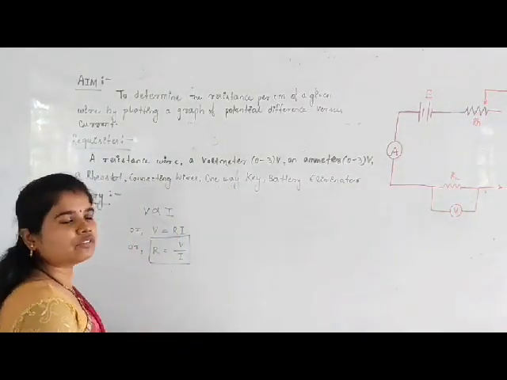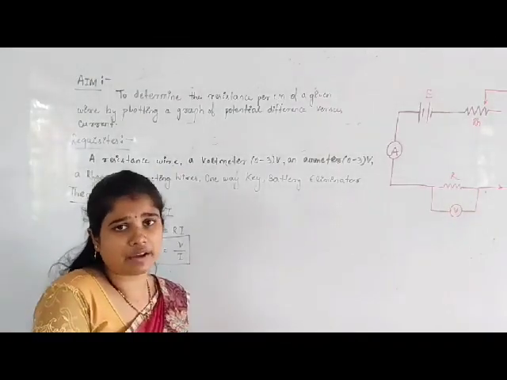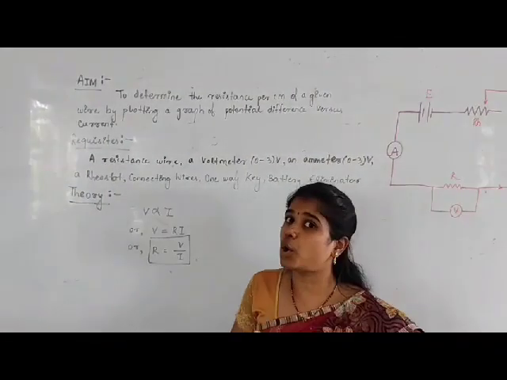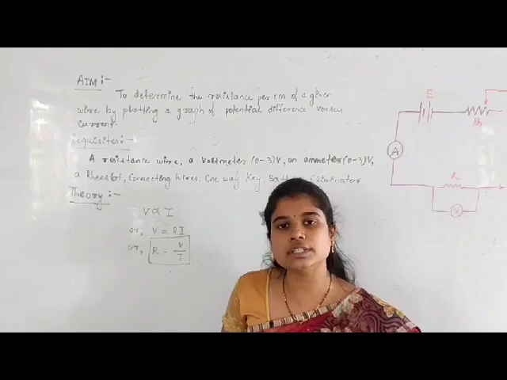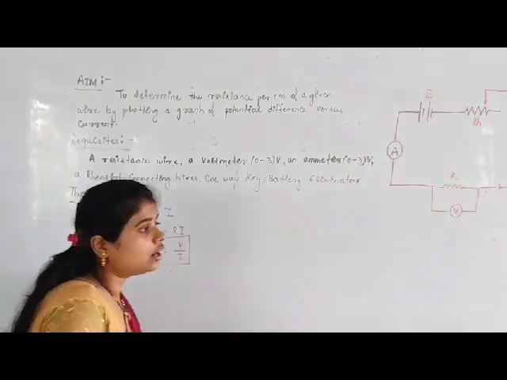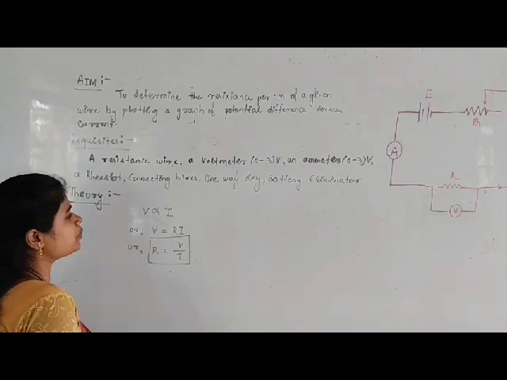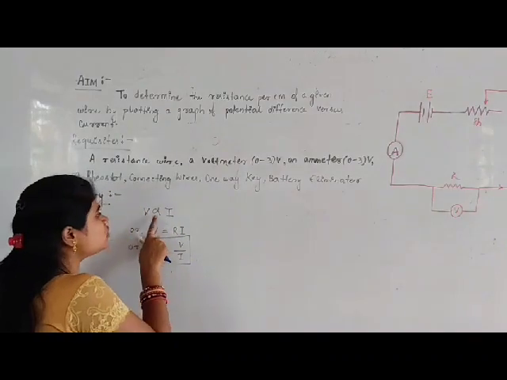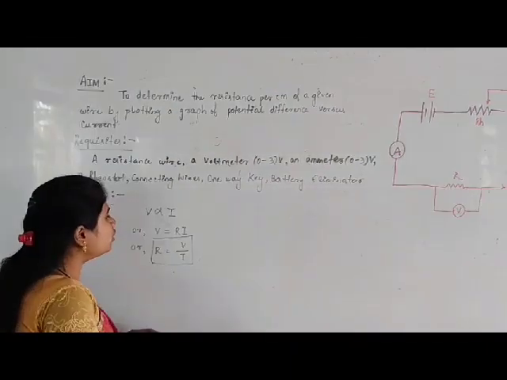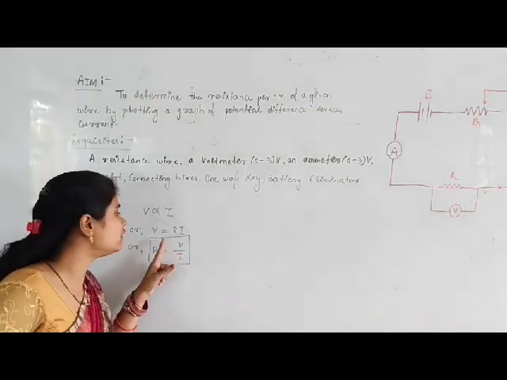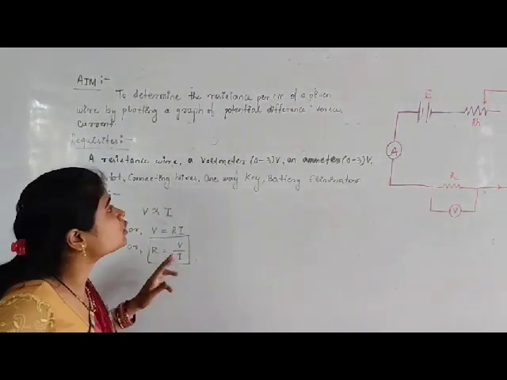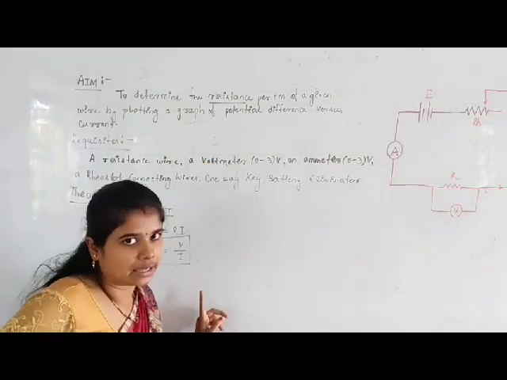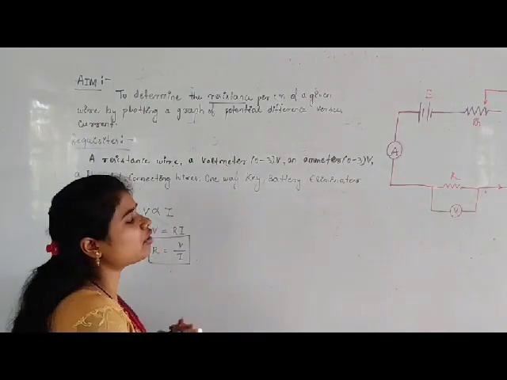Coming to the working formula of this experiment, simply Ohm's law we have to verify, as I have already stated. According to Ohm's law, at a constant temperature the potential difference across the terminals of a conductor or circuit is directly proportional to the amount of current passing through it. So V is directly proportional to I, or using the proportionality constant, V equals R I. Since we have to find the value of resistance, I can write R equals V upon I. Correct? So these are the working formulas.